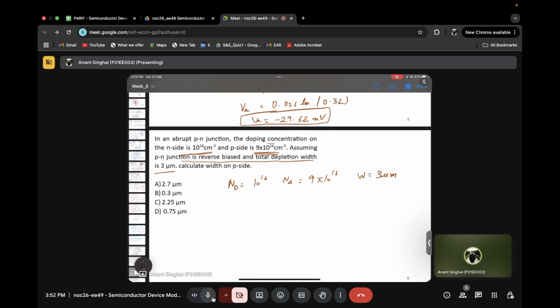Yeah, so that is correct. That means XP will be lesser than that of XN, right? So we can clearly neglect these two options, because the total is 3, so the P side cannot be greater than that of XN, right? And just to solve this now, the formula we already know: Nd XN is Na XP.